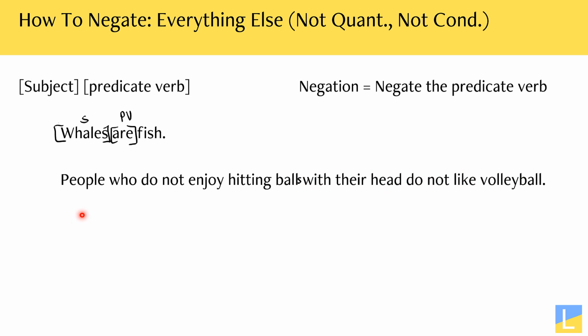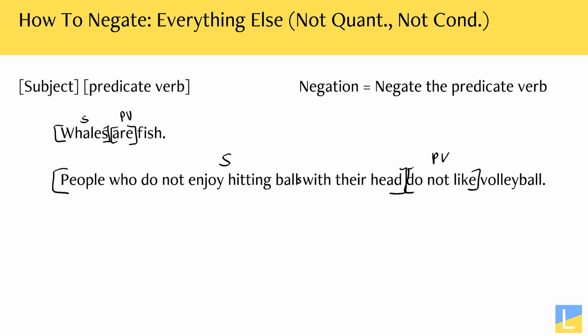Now, one of the things the LSAT does to make things more difficult is they just have sentences where the subject is a very long phrase, where the subject includes modifiers, and those modifiers may themselves have verbs, but those verbs are not the predicate verb. Those are not the verb that the subject is doing. Those are not the verb that apply to the subject. In this case, the subject is people who do not enjoy hitting balls with their head. This entire idea is the subject. The predicate verb is do not like. This is the fact that we are getting about the subject. They do not like volleyball.